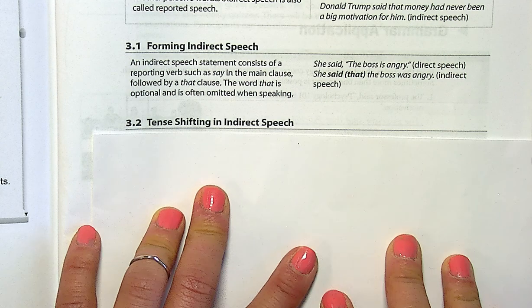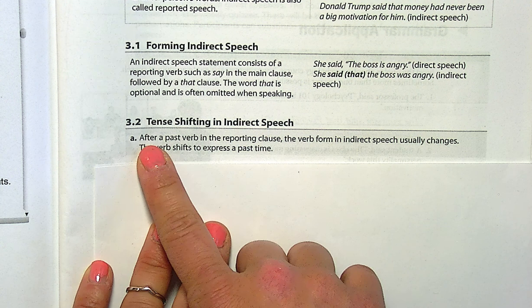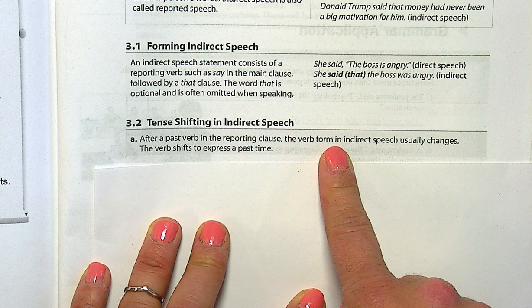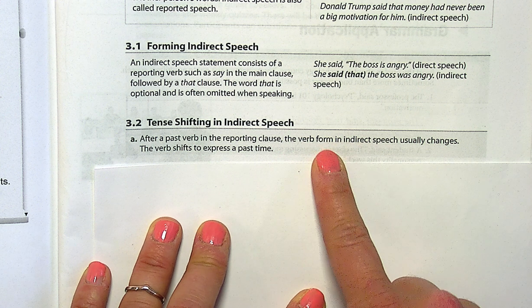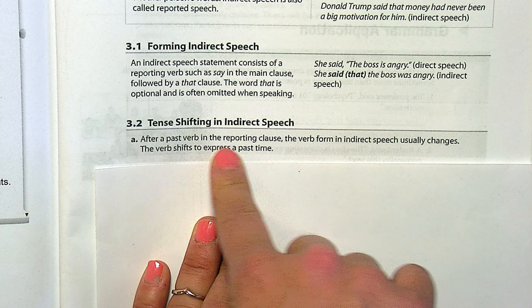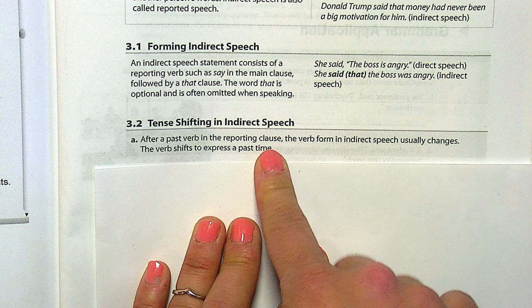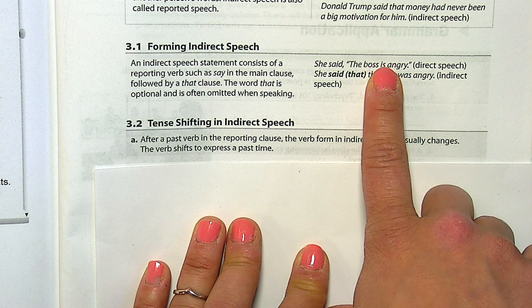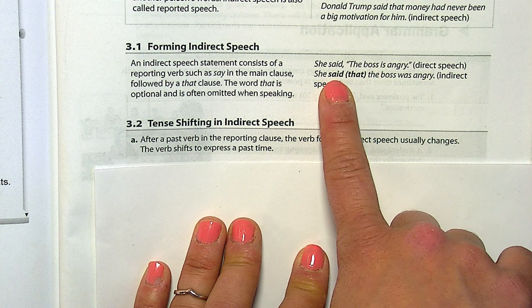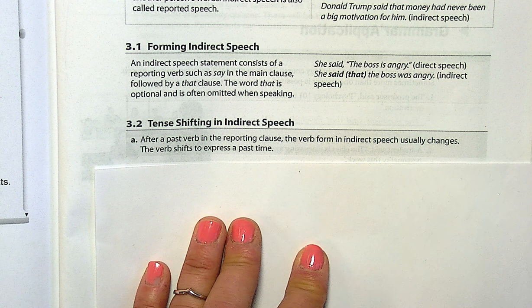Tense shifting in indirect speech. After a past verb in the reporting clause, the verb form in the indirect speech usually changes. The verb shifts to express a past time. We saw this in this example. She said is. These are her exact words. But when we report about it, we use was, because she said that the boss was angry.